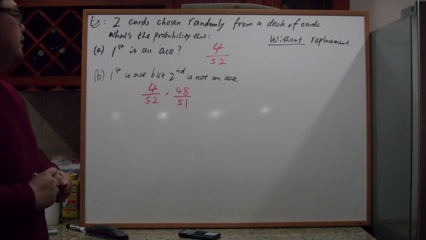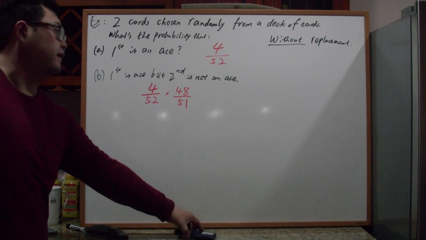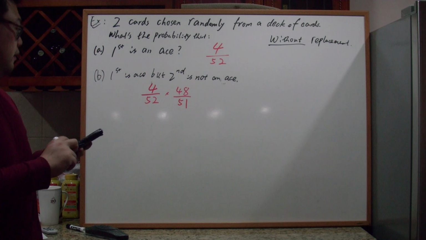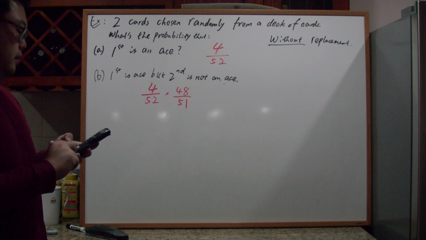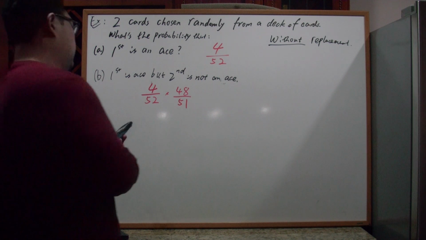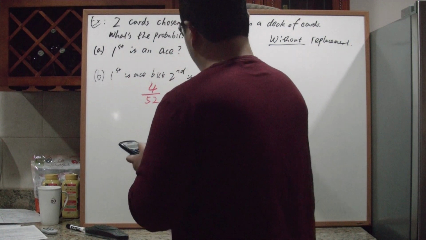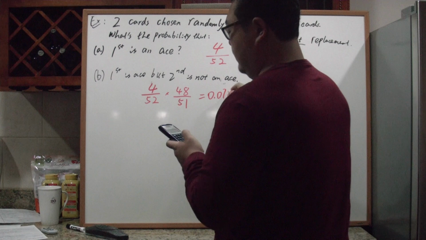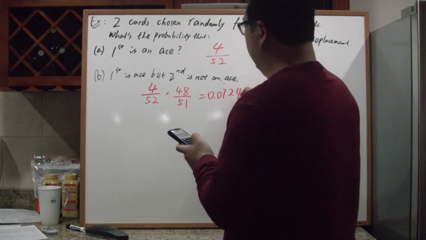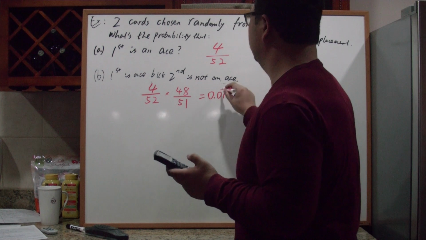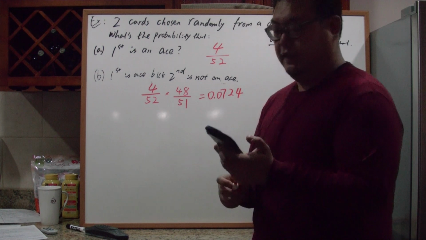So multiplying them together gives the probability. If you want to change it into a decimal, it is 0.0724.